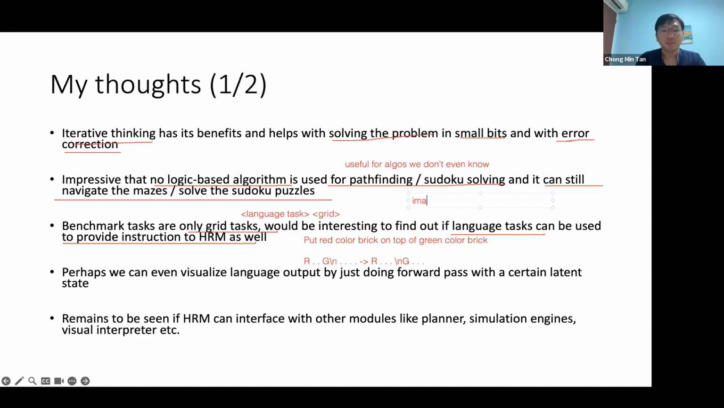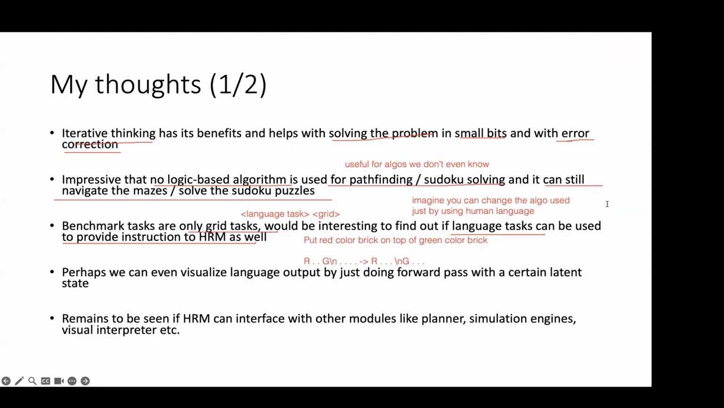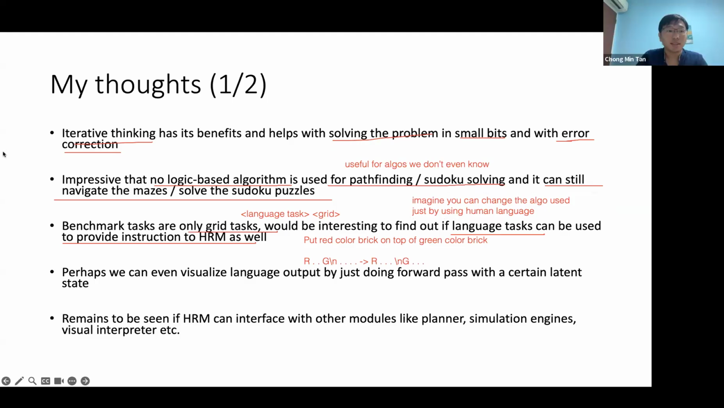Imagine you can change the algorithm just by talking, just by using human language. You can say, I want to find the shortest path, then it will use Dijkstra or Floyd-Warshall. You can say, I want to replace this with that, and so on, and then you can make the model more performant across more different tasks. Yeah, so that's what I was saying.